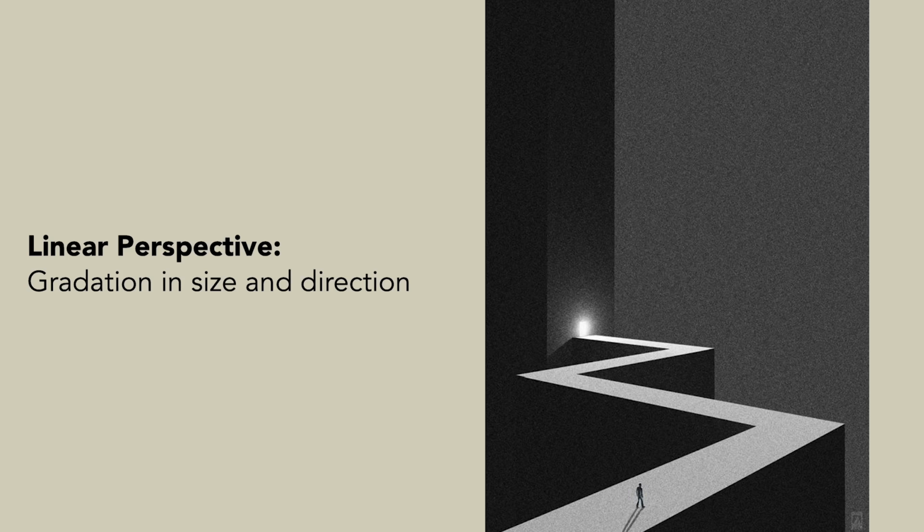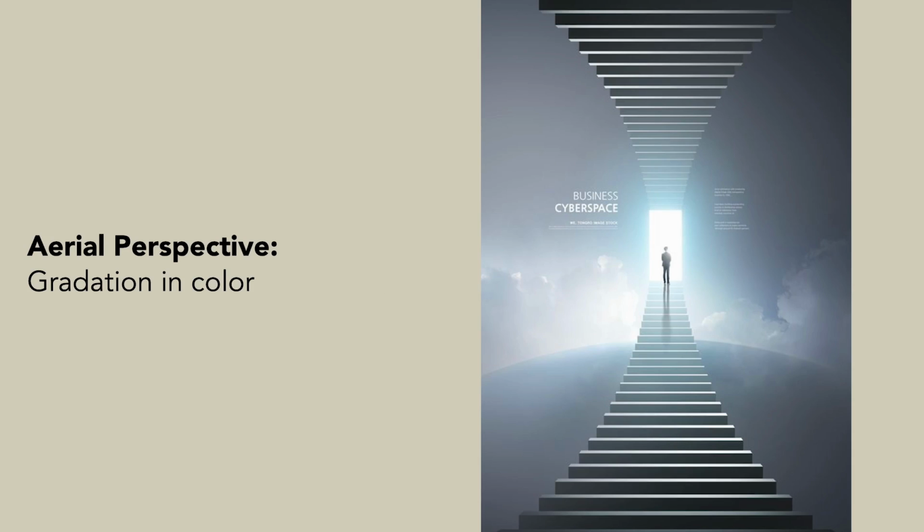Let's break it down and look into linear perspective. Think of it like a road getting smaller as it stretches into the distance. Gradation in size and direction creates this illusion, guiding the viewer's eye along the path. For aerial perspective, picture colors changing from warm to cool and dark to light. This gradation mimics the way things appear distant in the air, adding realism.